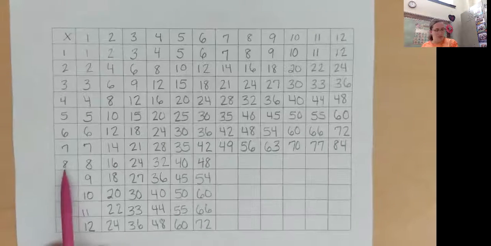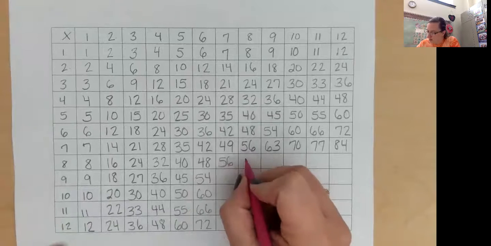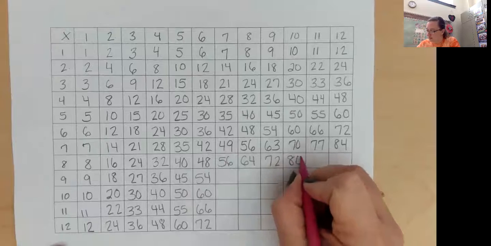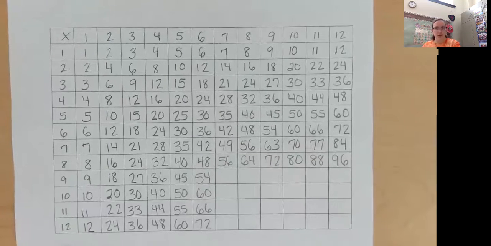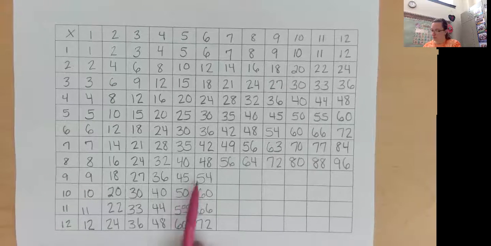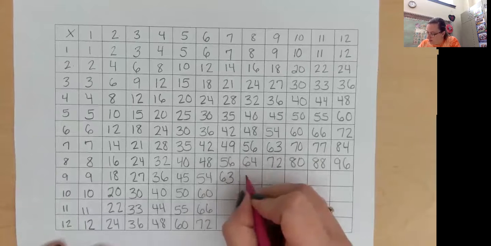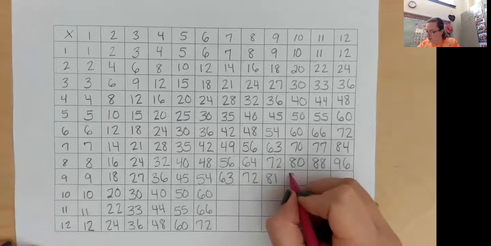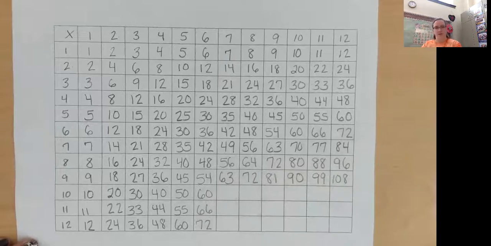Okay, so now we're on the 8's row. We already have through 8 times 6, so we need to pick up with 8 times 7 is 56, times 8 is 64, times 9 is 72, times 10 is 80, 88, and 96. Okay, now moving on to the 9's row, we're up to 9 times 7, and 9 times 7 is 63, times 8 is 72, times 9 is 81, times 10 is 90, 99, and 108.